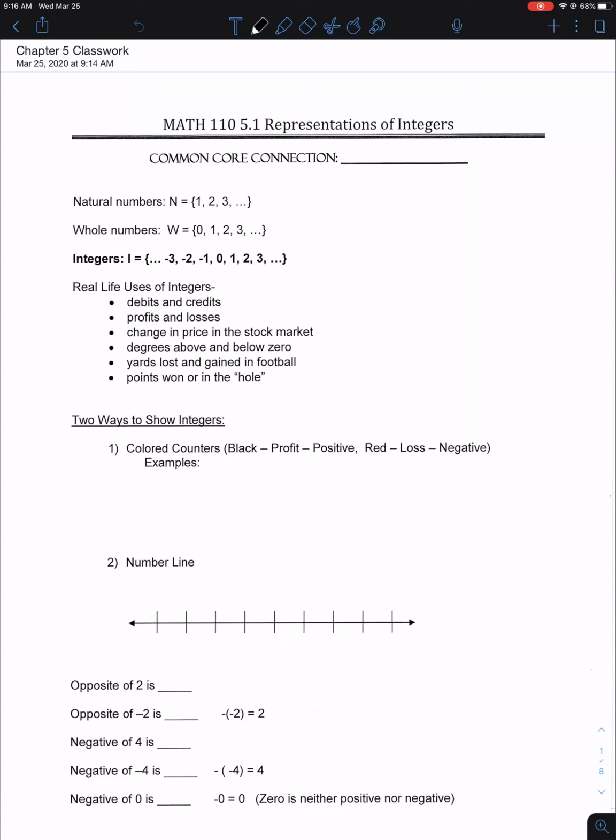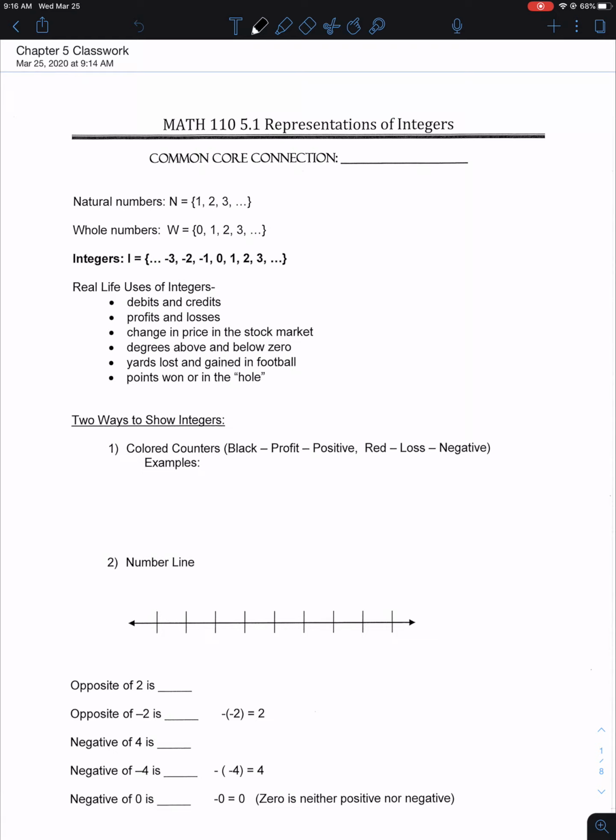So we've just finished up the exam, and what I've graded so far looked really, really good. So good job, everybody. Now we're moving on to Chapter 5 and Chapter 6, Unit 3. And today what we want to talk about is the integers.